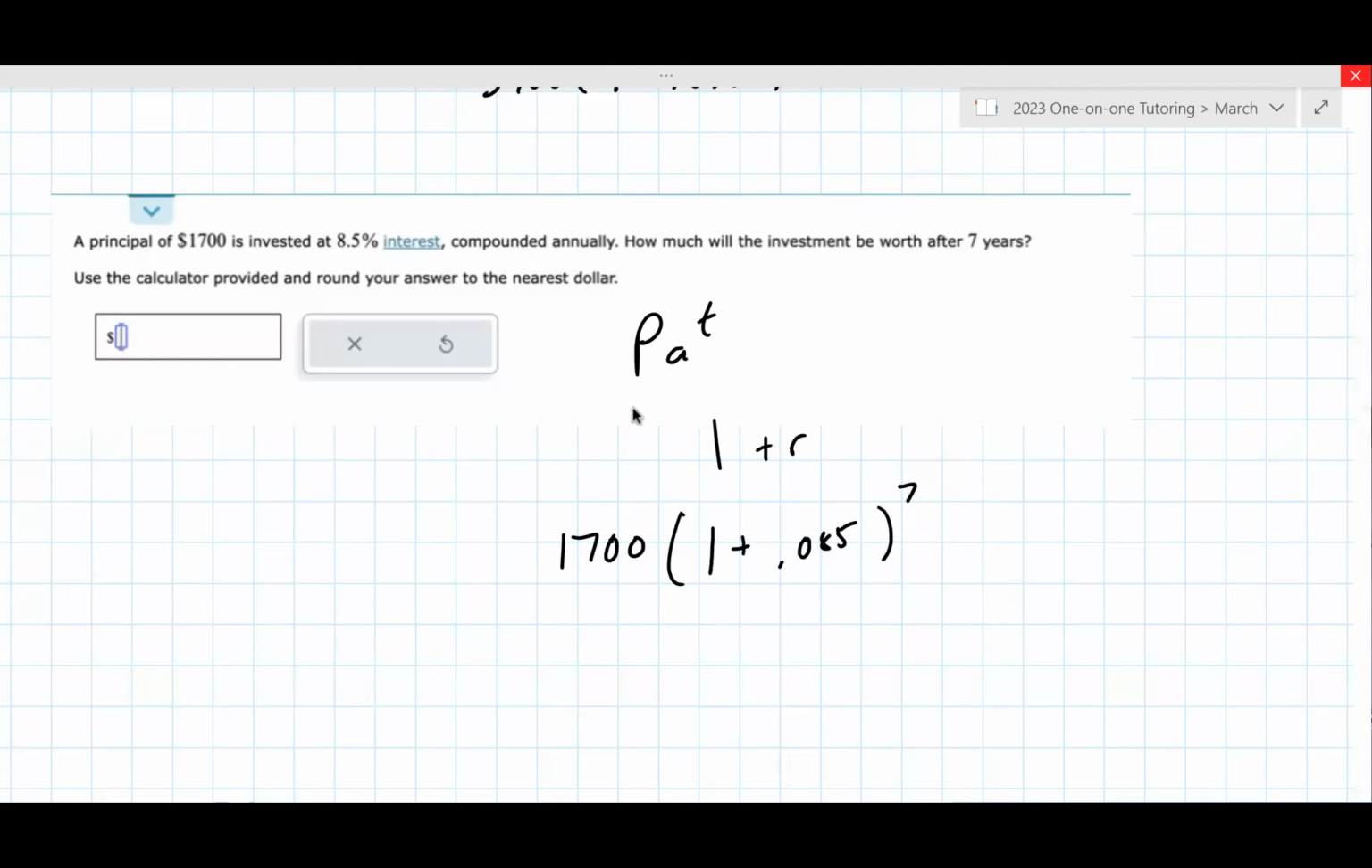Yeah. To the power of, and round to the nearest dollar. So I get 3,009 in this case. Okay, I think I'm doing something wrong on my calculator. If you want, you can share your screen. I can take a look at what you're doing and see if I can help.